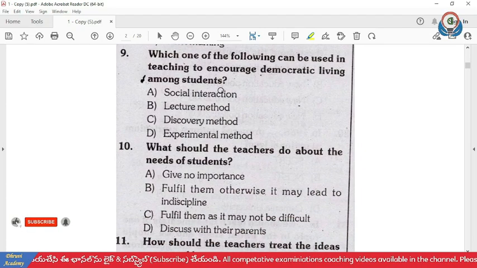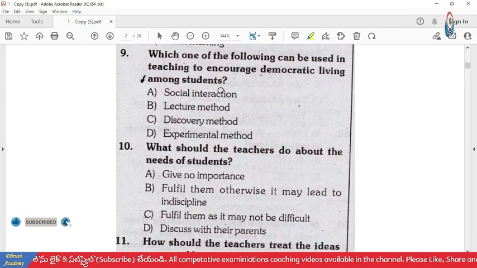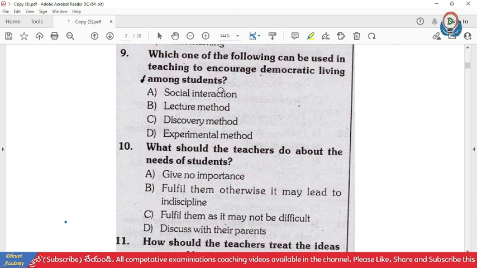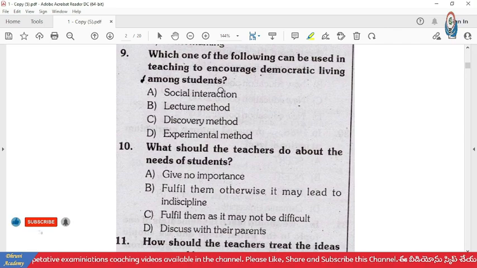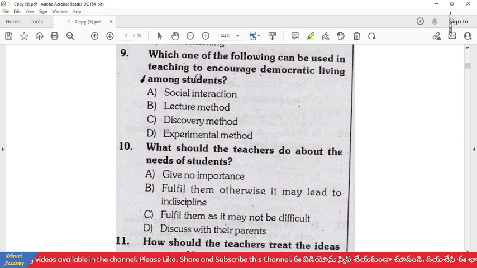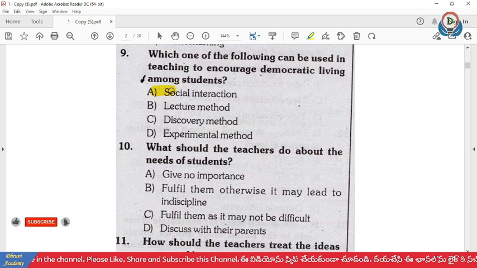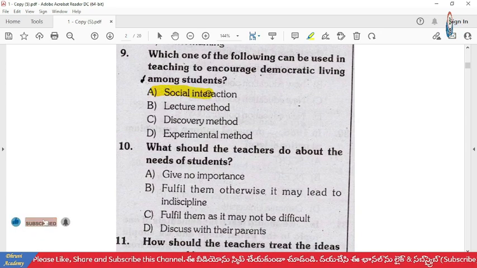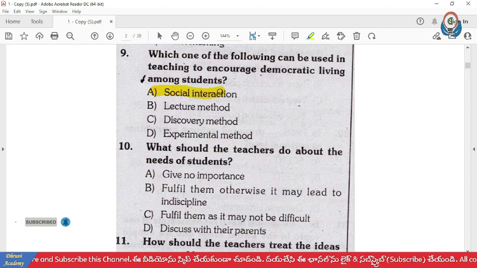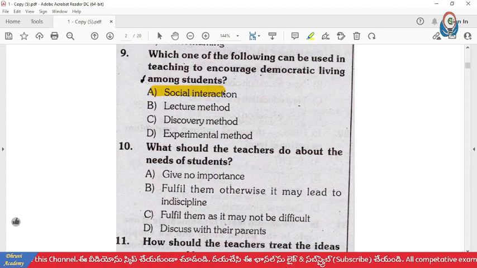Which one of the following can be used in teaching to encourage democratic living among students? Is it A. social interaction, B. lecture method, or C. discovery method, or D. experimental method? The answer is social interaction. This is the method to encourage democracy among students.